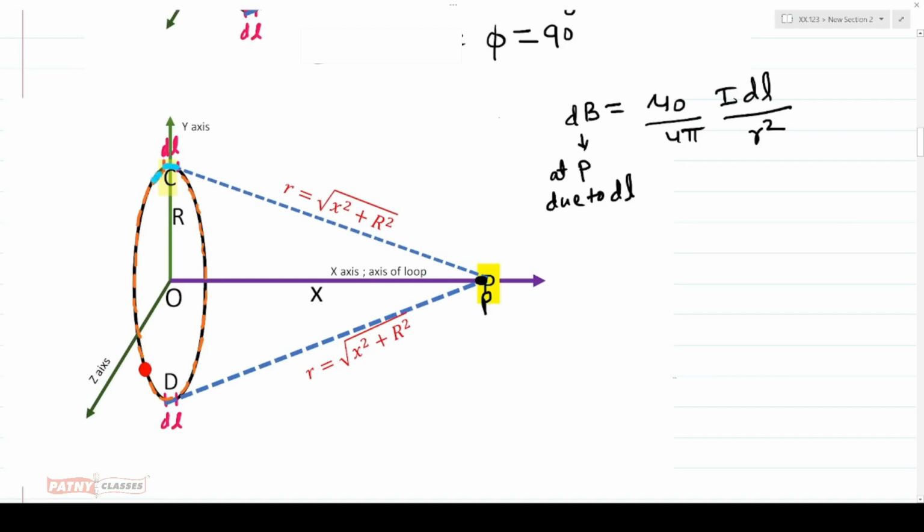Similarly, every other small element. There are hundreds of small elements present on this circular loop, and every element is producing magnetic field at the point P. This is the point P. So we need to find the total magnetic field produced by all current elements.